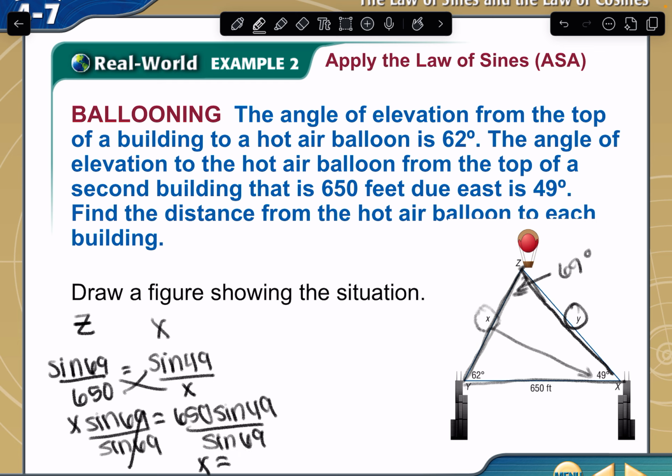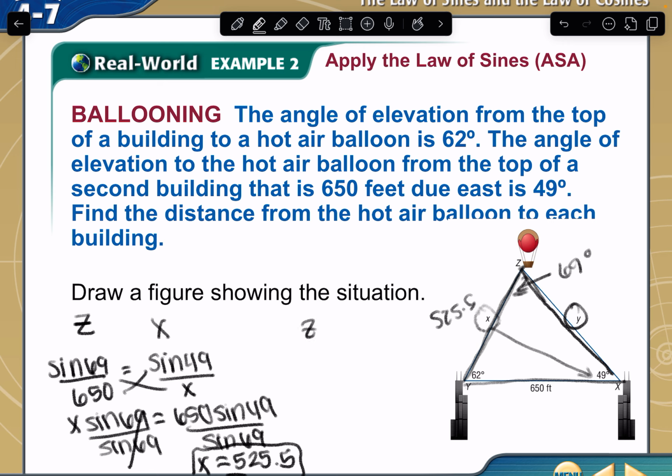Plug that whole chunk into your calculator again, and it doesn't tell you this in this question, but a common rule is to just round to one decimal place. So whenever you solve, you would get 525.5 for your X value. I also need to find my Y value because it tells me to find the distance from the hot air balloon to each of the buildings. So far I know that this is 525.5, but I need to find the side length of Y.